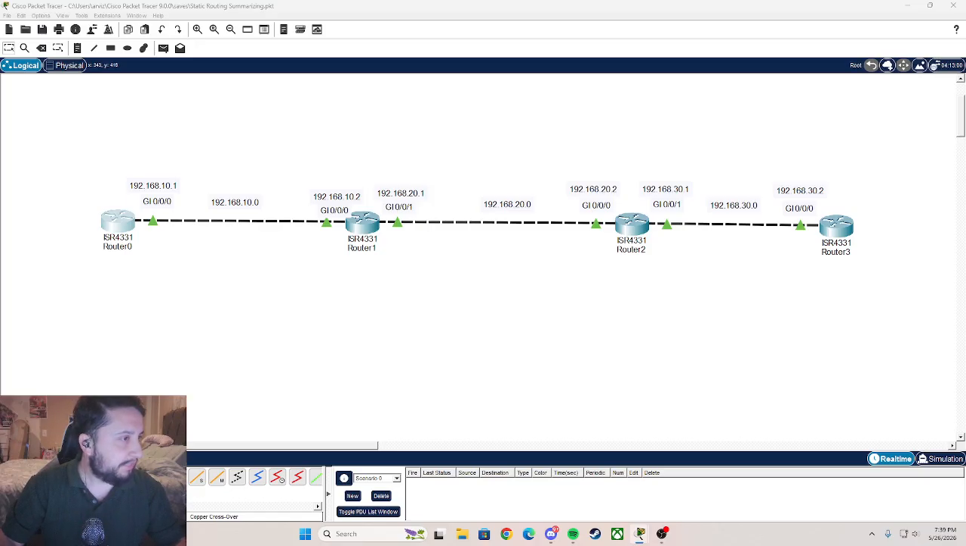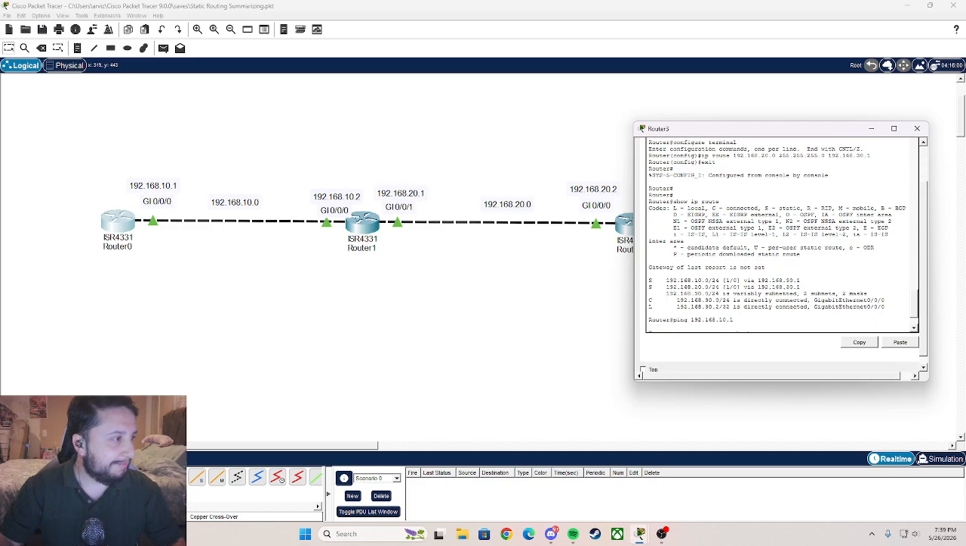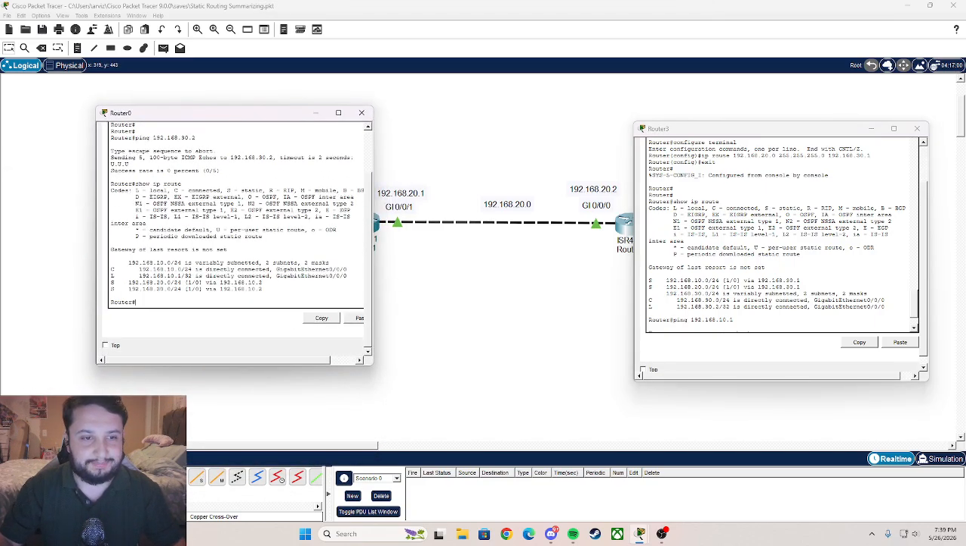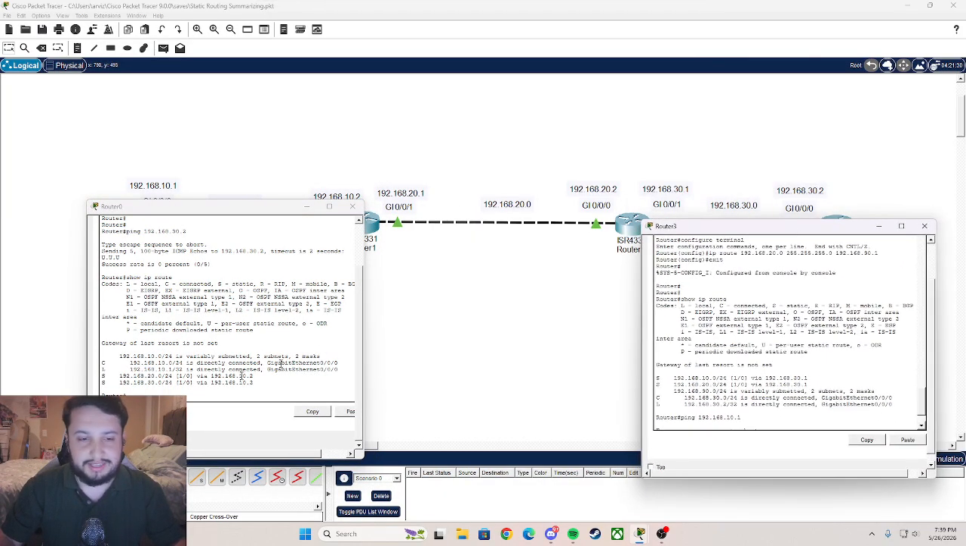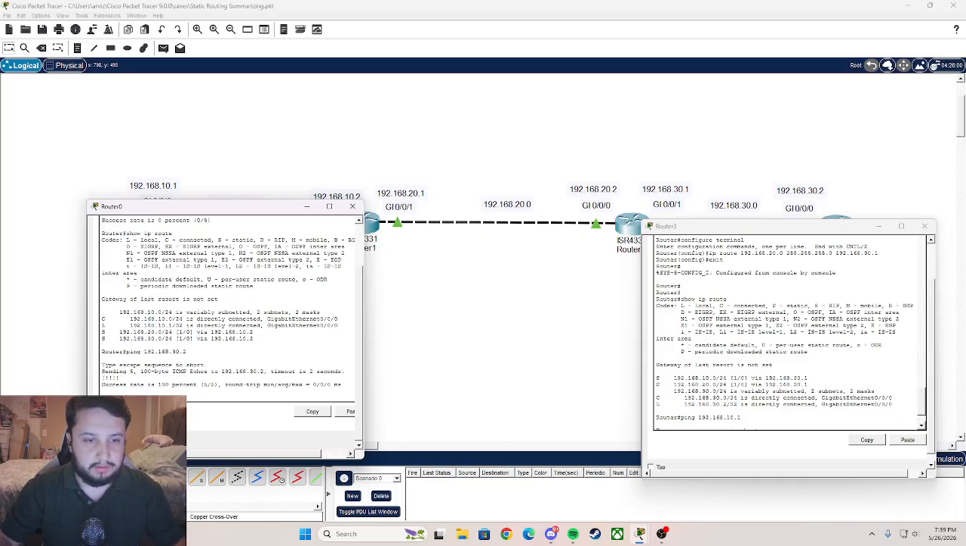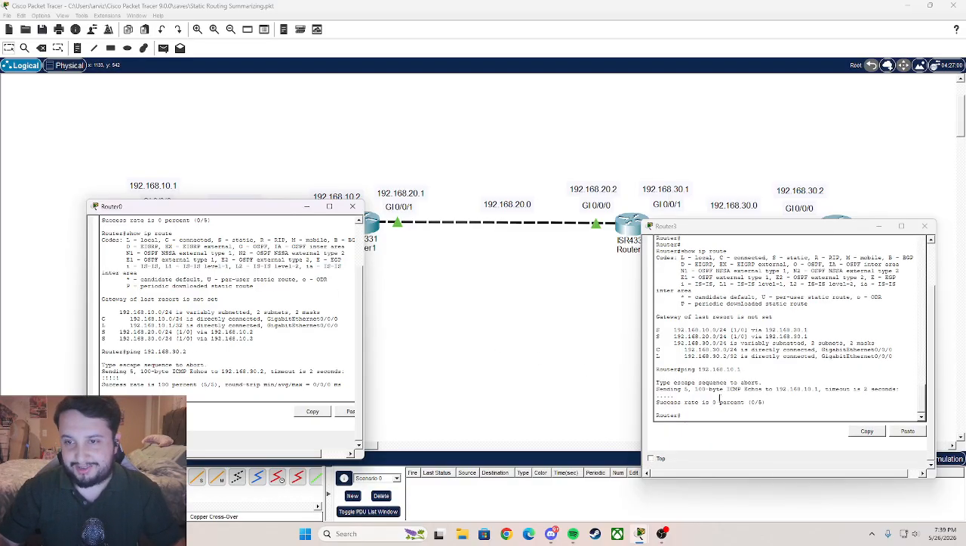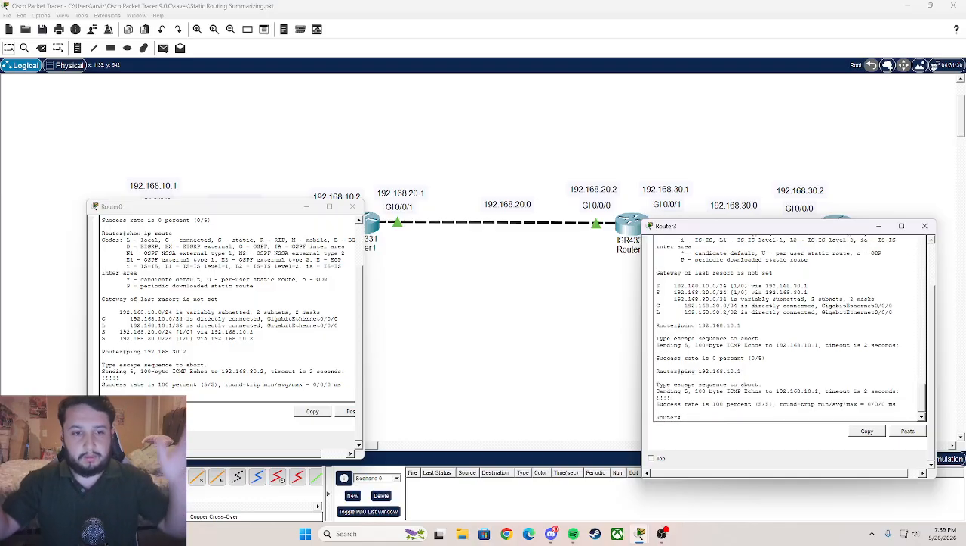Okay, perfect. So everyone's talking to everyone now. Let's get back to router 3 talking to router 0. So I will ping this one, and router 0 is able to talk to router 3. Woohoo! Everyone's able to talk to everyone. Perfect.